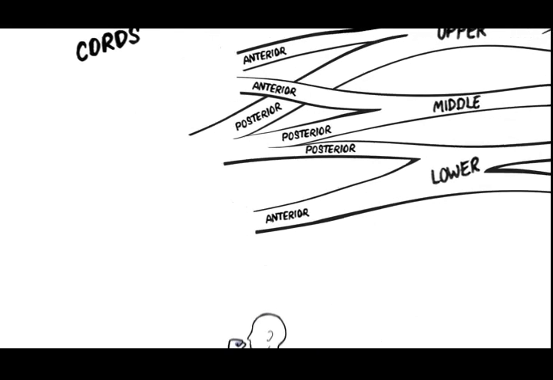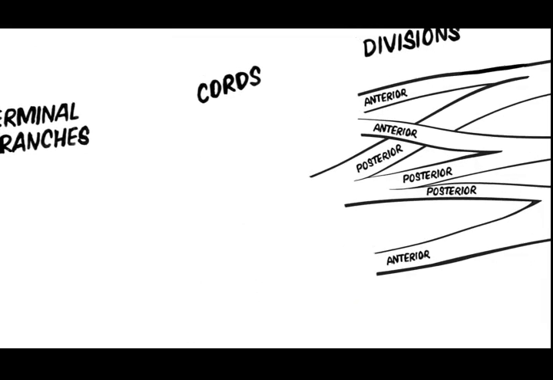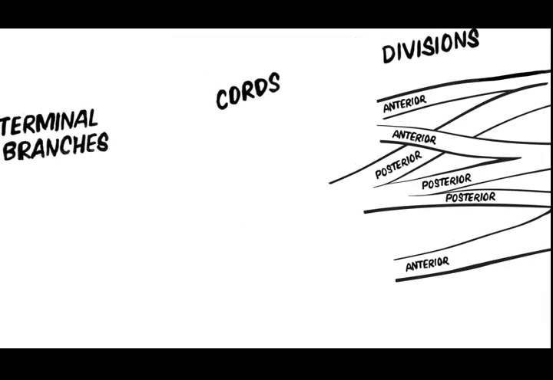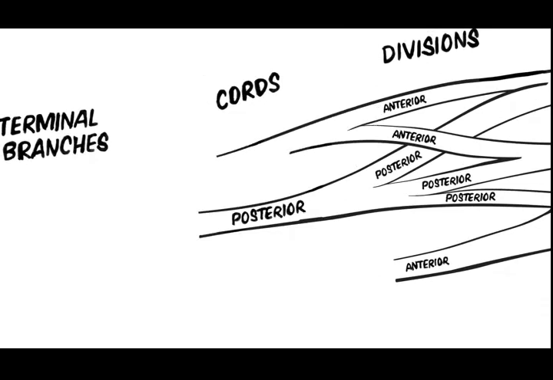Returning to the brachial plexus, we can see that the posterior divisions of each of the three trunks join together to form the posterior cord. The anterior division of the upper trunk and the anterior division of the middle trunk join together to form the lateral cord. Finally, the anterior division of the lower trunk continues by itself to form the medial cord.